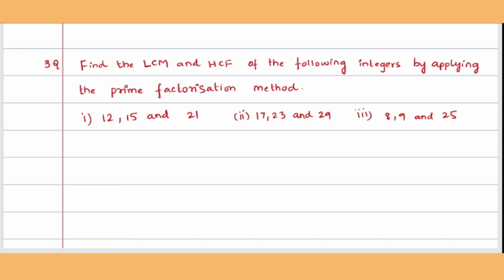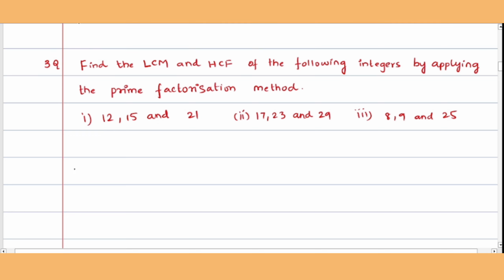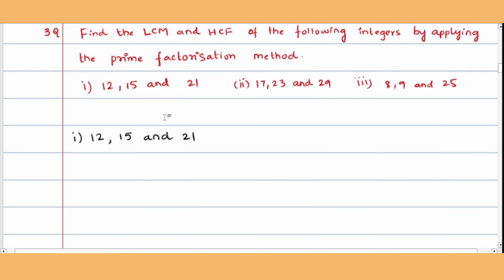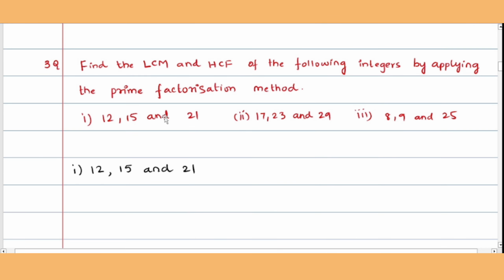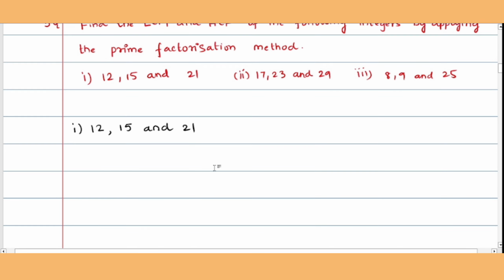Great. Let's solve this using the prime factorization method to find the HCF and LCM of the given sets of numbers. The first set is 12, 15 and 21. Now we have to find the LCM and HCF of these numbers by applying the prime factorization method.